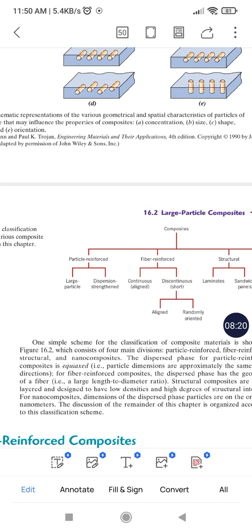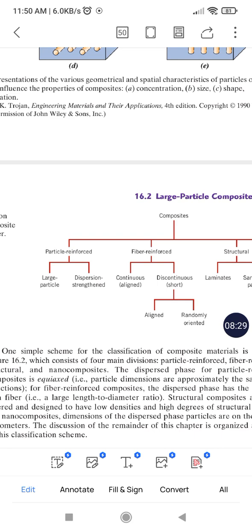Here the particles are in the shape of fiber, and this fiber can be oriented in different directions. It can be aligned and continuous, or it can be discontinuous, and the fiber length can be short. So the fiber reinforced composites are divided into these two categories. First one is continuous aligned fiber reinforced composites, and the second one is discontinuous and short fiber reinforced composites. And discontinuous fiber composites are again divided into two, aligned and randomly oriented.